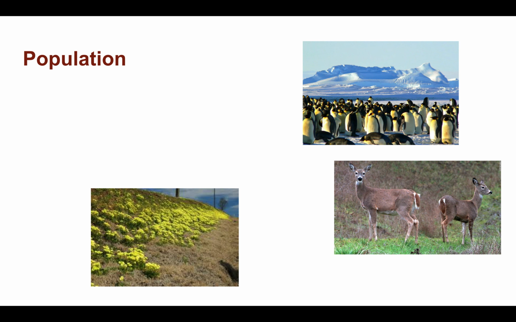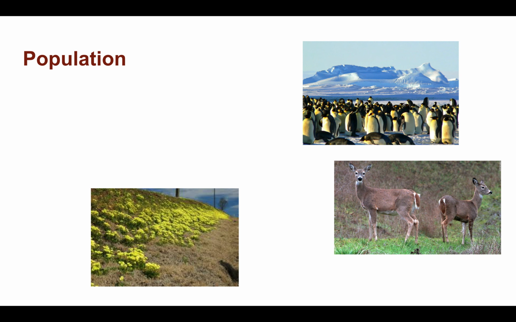Have a look at the pictures. We need a definition for this word population. So a population, have a look. In the first picture I see penguins, and I see that they are all the same type of penguins. I think they're emperor penguins, but I could be wrong. Below the emperor penguins I see 2 deer, and again they're the same type of deer. And in the third picture I'm seeing some yellow plant growing on the side of a hill. So I've got a population of penguins, a population of deer, and a population of whatever that yellow plant is.